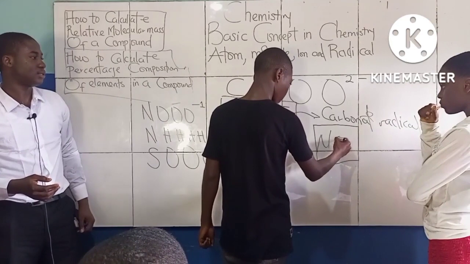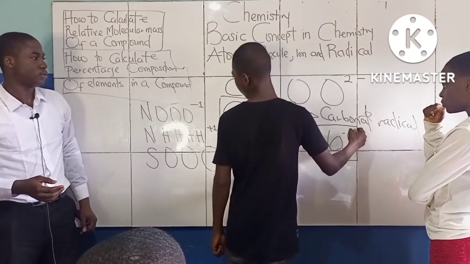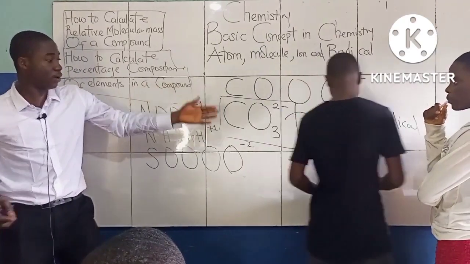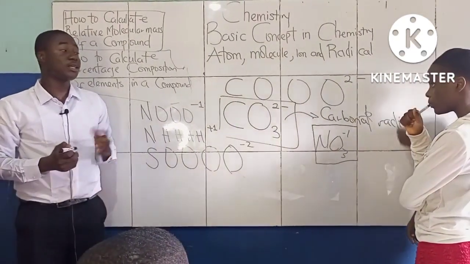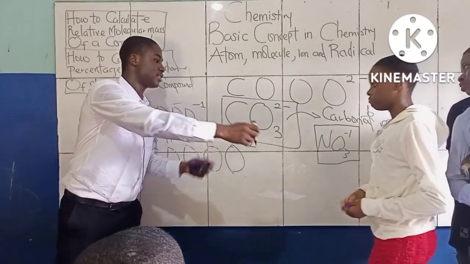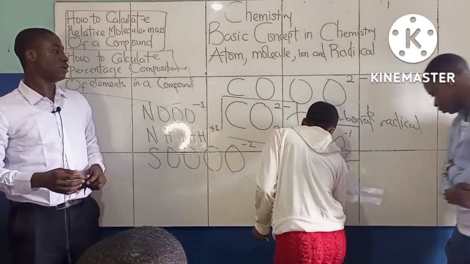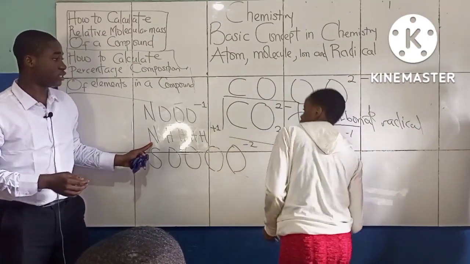You compress it. So class, from what Oleluwa did, is it correct? Yes. So let's clap for him. The next person. Oleluwa, you hold on. So you'll be doing for this other radical.